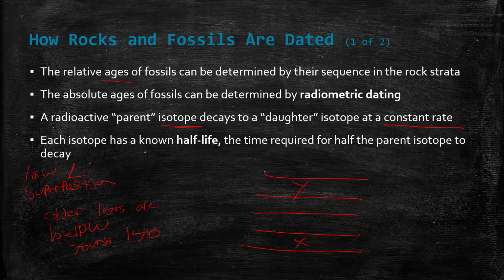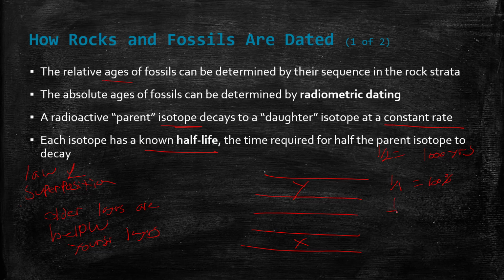So each isotope has what is known as a half-life, which is the required time for half of the parent isotope to decay. Okay? So for example, I'm just going to make up an isotope, okay? And let's say its half-life is 1,000 years. So when those rocks were first laid down, or when that organism first died, it had 100%, or 1 over 1, of that parent isotope. 100%, right? That was when that thing was first laid down.